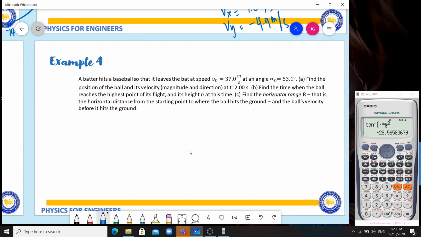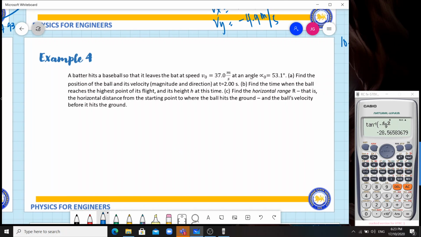A batter hits a baseball so that it leaves the bat at speed, and now there is an angle. 37 meters per second initial velocity with an angle of 53.1. Find the position of the ball and its velocity, magnitude, and direction at 2 seconds. Find the time when the ball reaches the highest point of its flight and its height. So let's start with letter A.